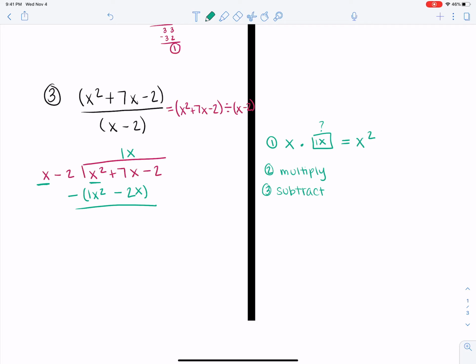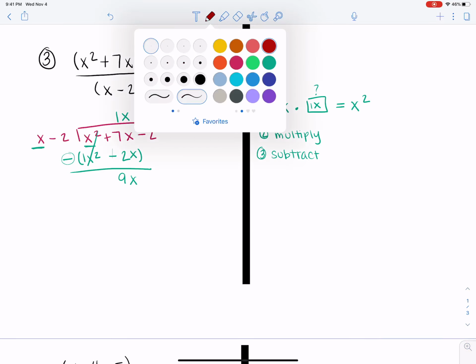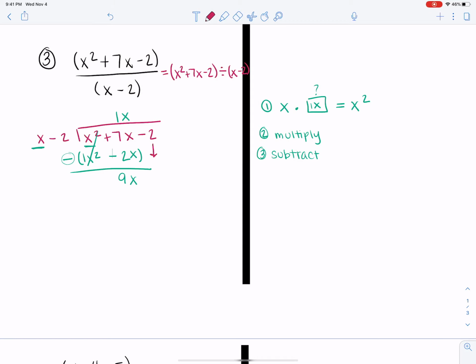Just like what we did with numbers. Okay, now, when you subtract, it's really like distributing a -1. So we're doing x squared minus 1x, which is 0. That's gone. 7x minus -2. You have to think of that as now it becomes a +2 because of the minus sign. So 7 plus 2, or 7 minus -2, is really 9x. Okay? Now, we are going to bring down the -2.